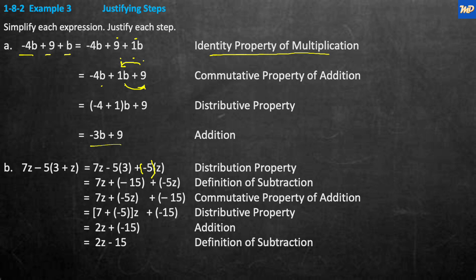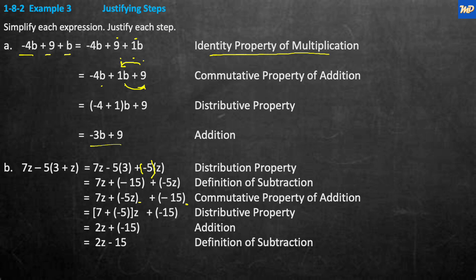Well, I want to get the z terms next to each other, the like terms. In order to do that, I'm going to move them around using the commutative property. The commutative property says I can move the 15 from the outside over here, and I can move the negative 5z into the middle. And I've just done that.